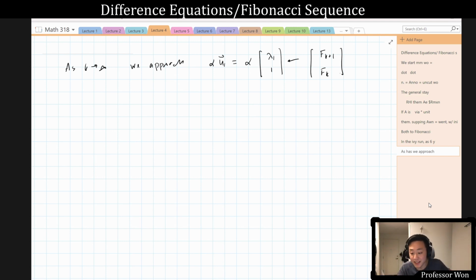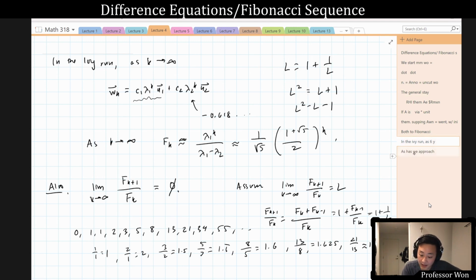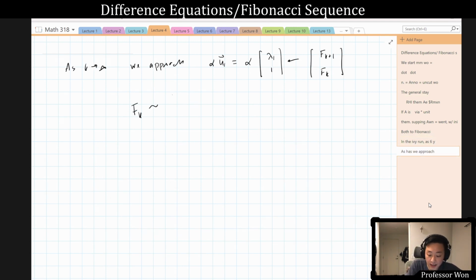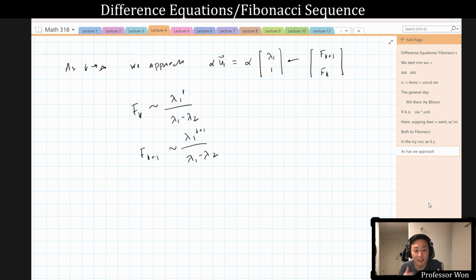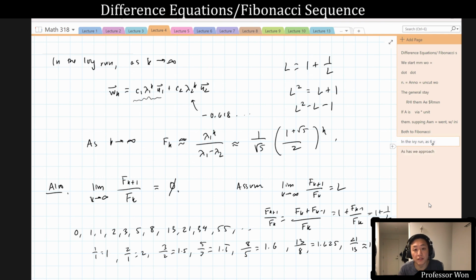Yet another way to see it, by the way, is we said that f_k is roughly lambda 1 to the k over lambda 1 minus lambda 2, which means f_{k+1} is roughly lambda 1 to the k plus 1 over lambda 1 minus lambda 2, which again is roughly lambda 1 times as large as f_k. So there are three different ways to understand why the golden ratio is appearing. One, you could solve it using calculus, essentially. Assume it has a limit, then its limit has to be one of the roots of L squared minus L minus 1. That's one way to see it.